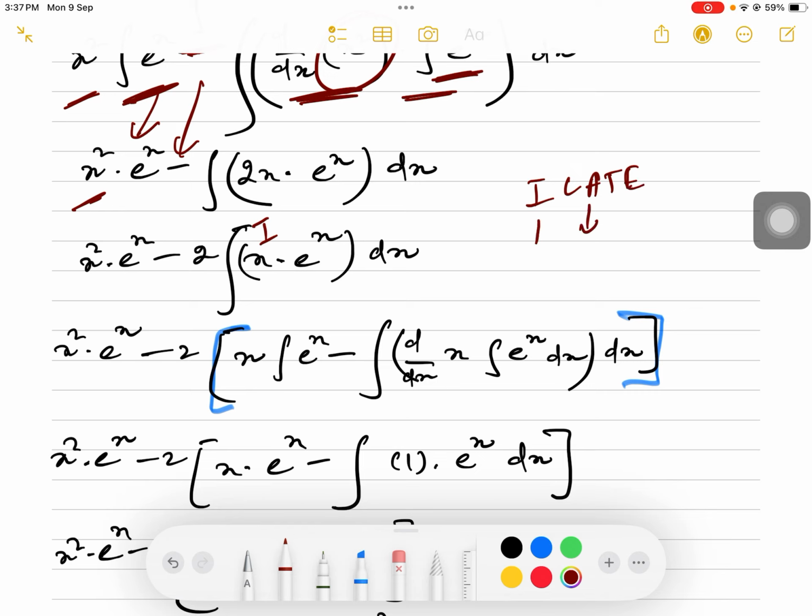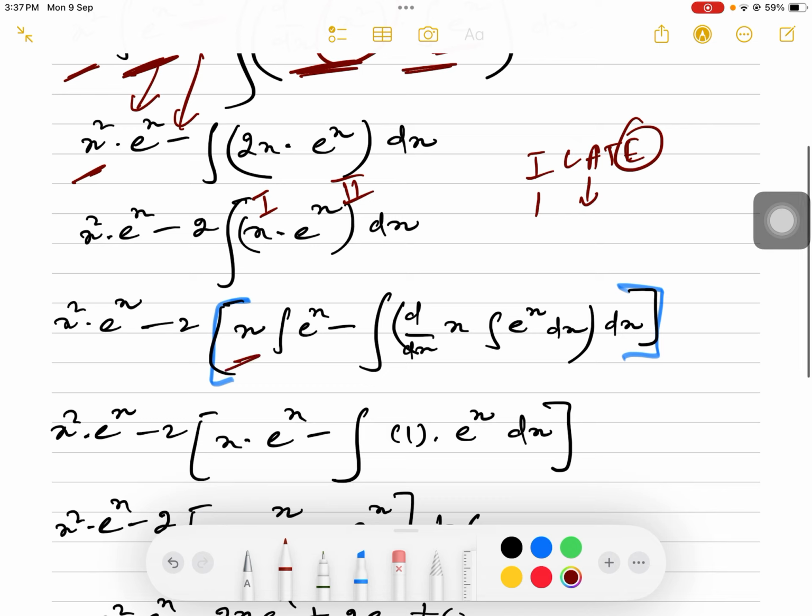And so algebra, x will be our first function according to the ILATE rule. X comes in the algebra part, so this will be our first function, and exponential e comes in the second last, so this will be our second function. So first function as it is, integration of second, minus the integration of derivative of first into integration of second.